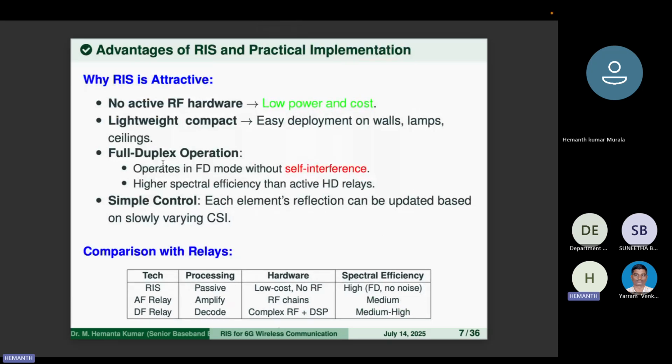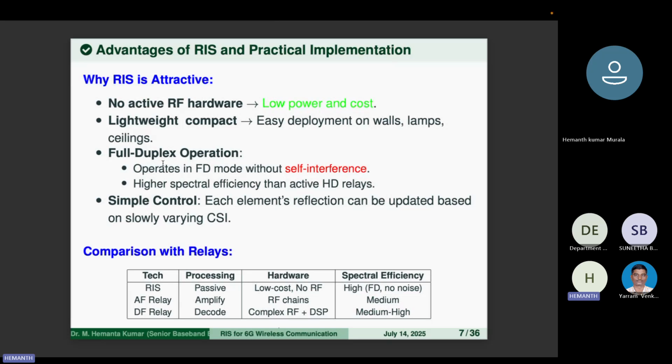So these are the major advantages. What are the major advantages? First of all, it is low cost. Clear? And it is easily implemented anywhere. It is like a wallpaper. For example, in this room, if Wi-Fi is not coming, I can put an IRS here and then get a better signal. How I get it, I will explain later.